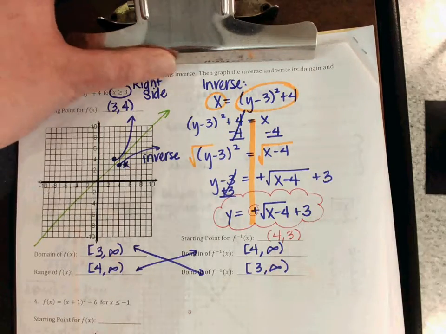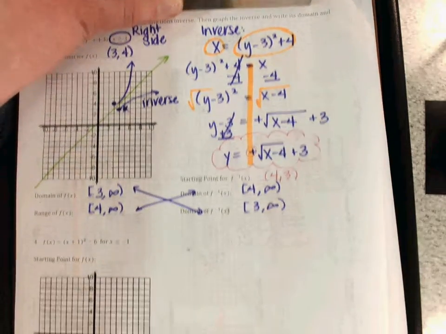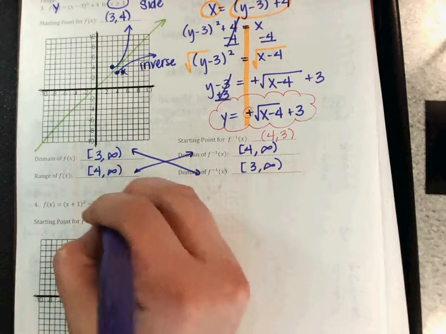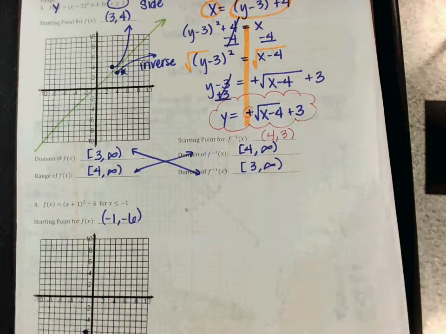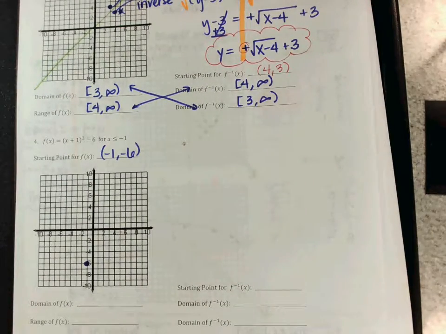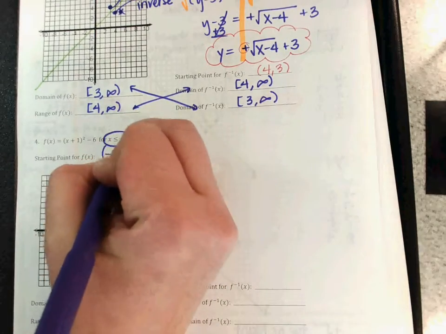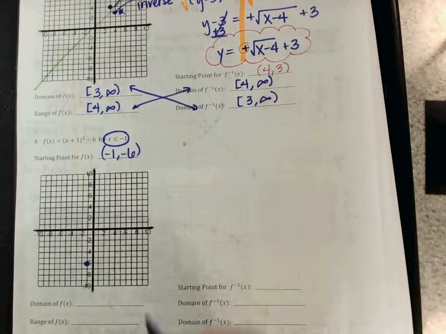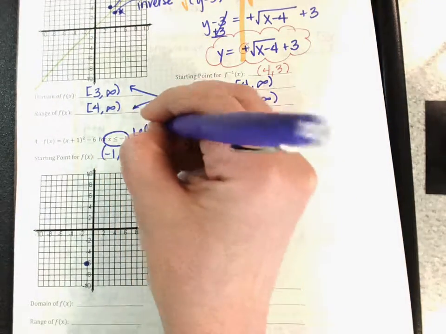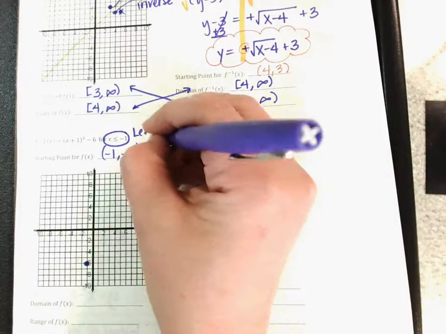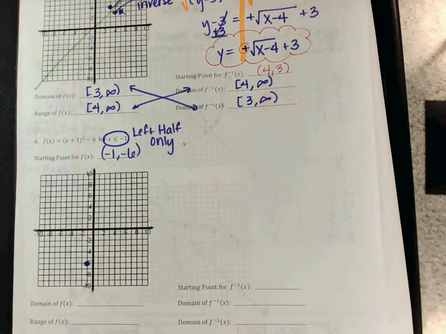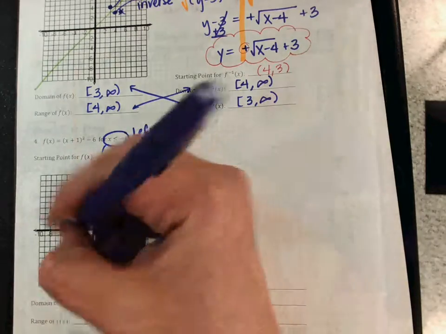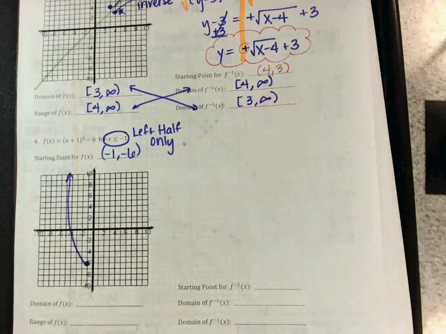Look at number 4. What's my start point going to be? Okay, -1, -6. That'd be here. And then I want to draw the whole U, but I can only pick one side. So if I want x less than -1, I want the left side only. Left half only. Yes. That's right. Okay, so -1, -6, and I'm going to do the left half only.